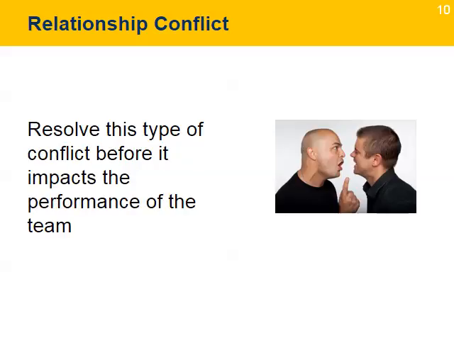Relationship conflict interferes with the effort people put in the project work, causing them to work less effectively and produce poor quality outputs. This type of conflict focuses on finding out who's to blame for a problem more than how to solve it, and results in heated emotions, bad feelings, and unresolved issues. The goal of the project leader is to manage this type of conflict before it impacts the performance of the team.